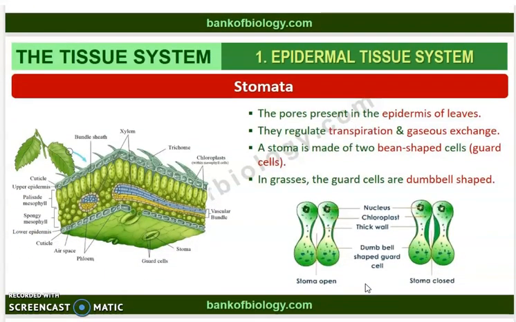Coming to stomata, we know that these are pores present in the epidermis of the leaf, and their main function is to regulate transpiration and gaseous exchange. The singular form of stomata is stoma, and it is made up of two bean-shaped cells, the guard cells. So it is a pore, right? So it is a hole. That hole is made with the help of the two bean-shaped cells, which are the guard cells. And in grasses, the guard cells will be dumbbell-shaped.